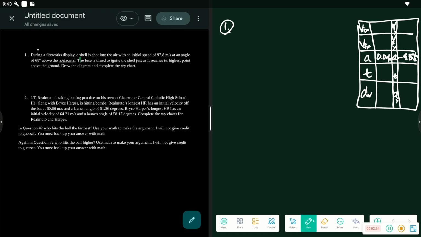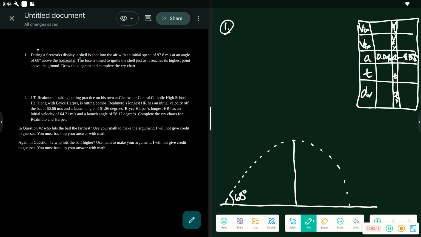So the firework gets launched at 68 degrees above the horizontal. Okay, so this is 68 degrees. Highest point. Draw that. Hypotenuse to there. So you note this is 90 degrees. Okay, and when we talk about right triangles, this is the hypotenuse.